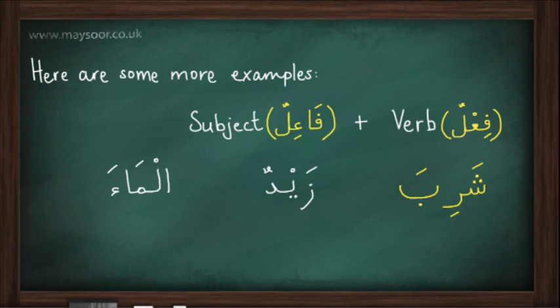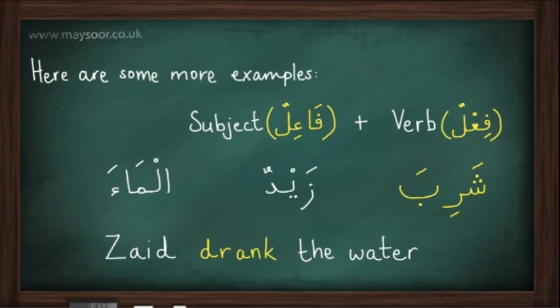شرب زيد الماء. Zaid drank the water. In this example, the fi'l, the verb shariba, means he drank. But when we insert the verb shariba into this sentence, we delete the pronoun he in translation. The word Zaid is marfu', ending in the dhamma. He is the subject, the fa'il.